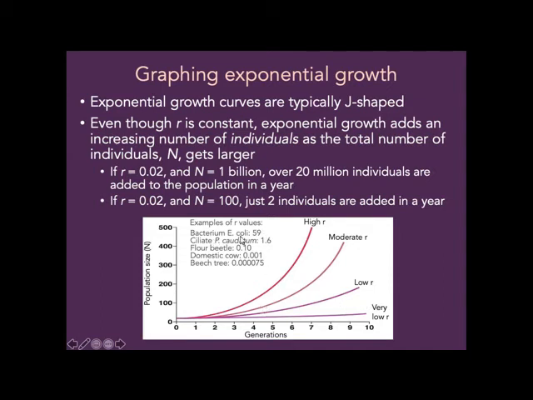So for example, E. coli tend to have an extremely high r, like 59, right? That's not even their r max. It's just their average r value, births minus deaths. The ciliate P. caudatum tends to have a moderate r of 1.6. Flour beetle has a low r, right, of 0.10. A domestic cow, 0.001. And a beech tree would be very low, 0.00075.